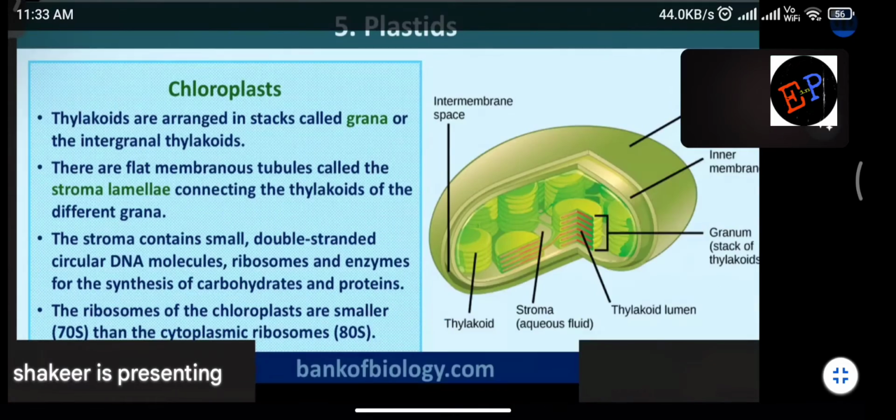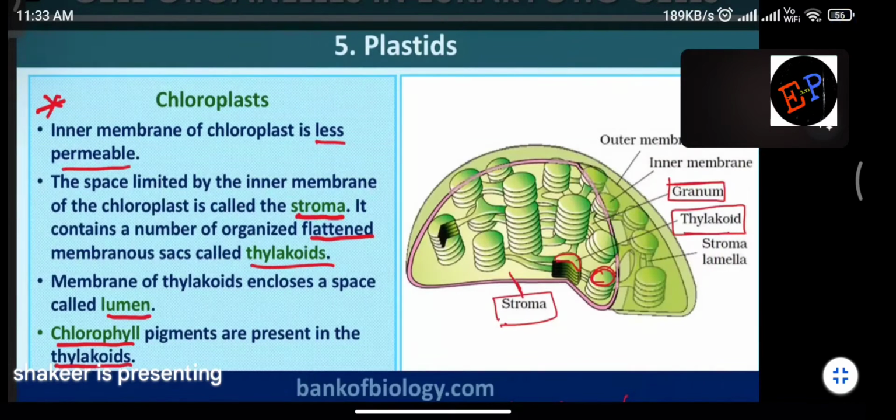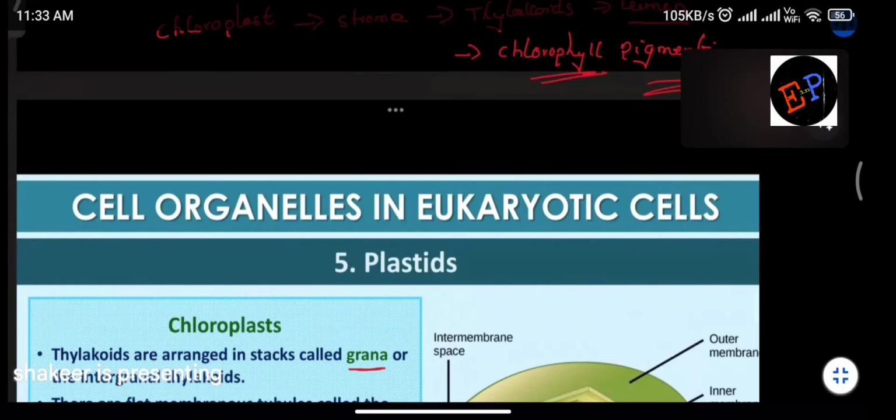Now, we will have some more information here. Thylakoids are arranged in stacks, which are called grana. The singular form is granum, and the plural form is grana. This group of thylakoids we call a granum, and there are many grana present. This whole cylindrical structure is a granum. Many grana are there, so that is why they are called grana in plural form.